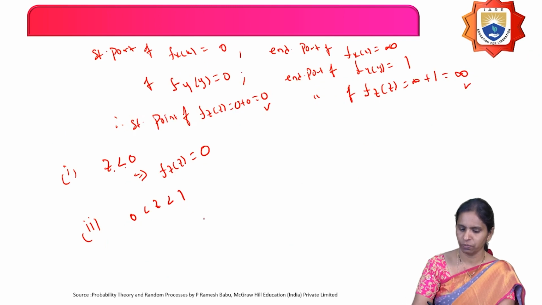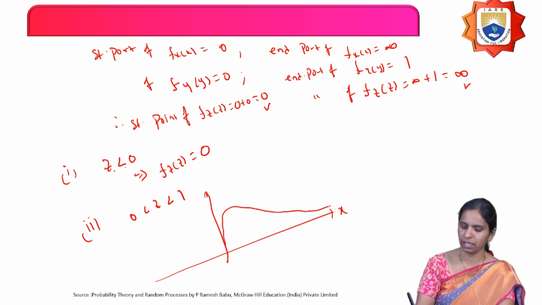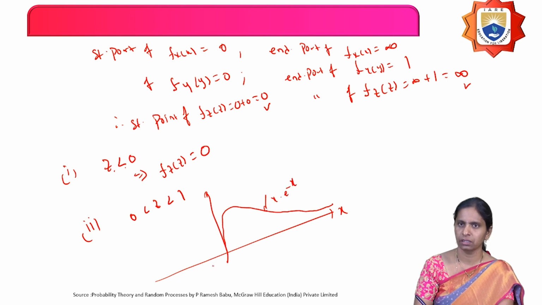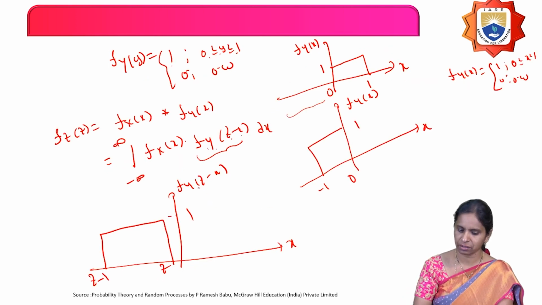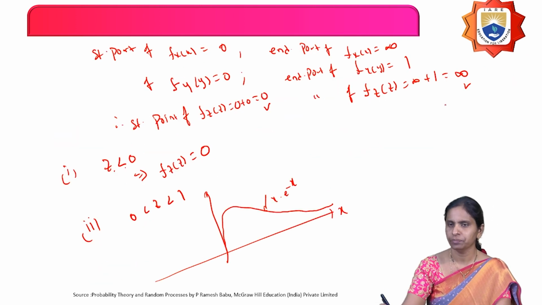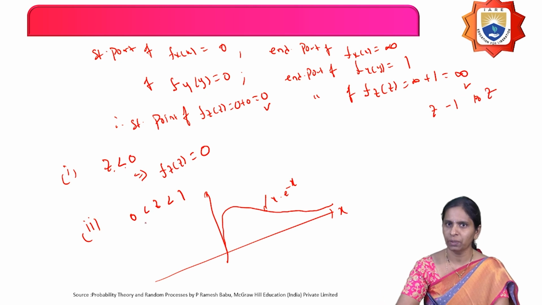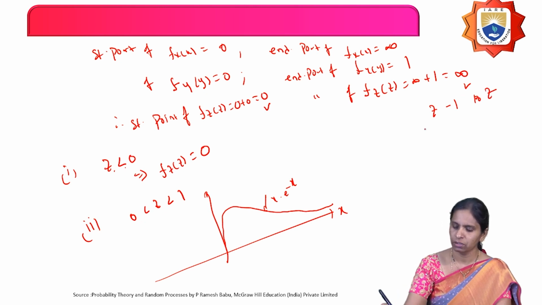So when z is 0 to 1, first you plot the fx of x. This is an exponentially decreasing signal, x into e power minus x. This is fx of x. And fy of z minus x is equal to 1 when x is from z minus 1 to z. So here the limits of fy of z minus x are z minus 1 to z. And what are the limits of z here? 0 to 1. So what is the lower limit here?